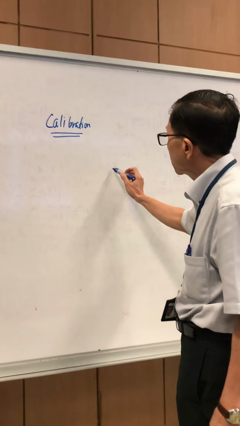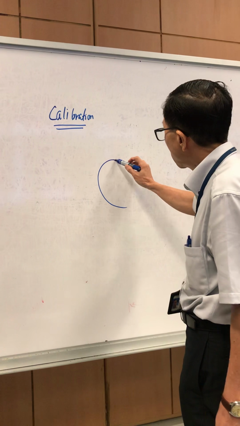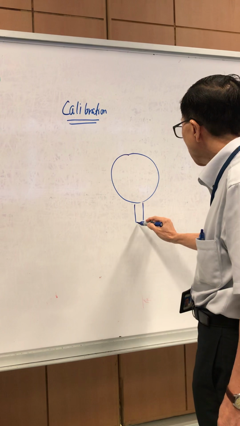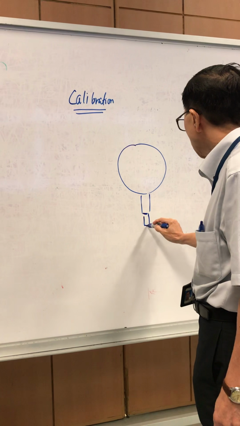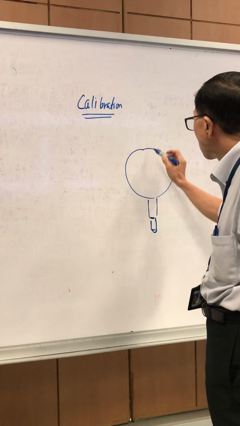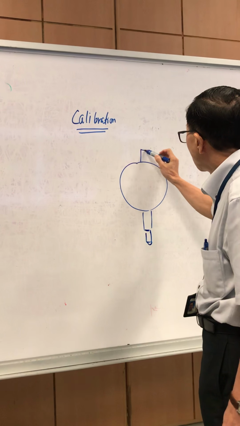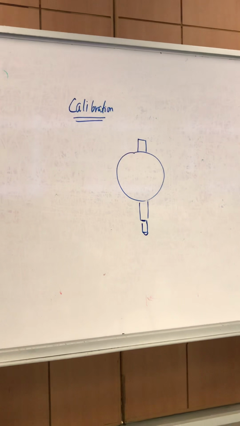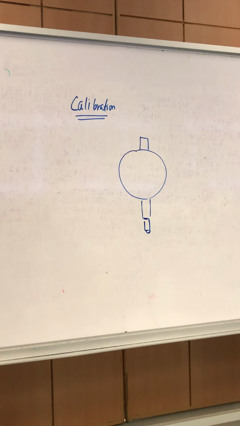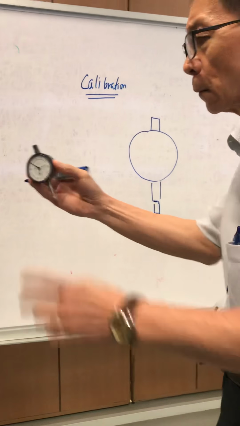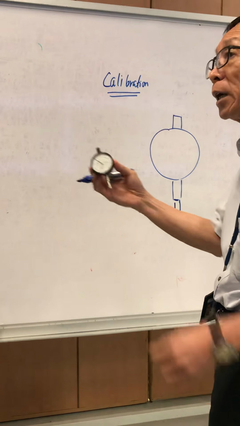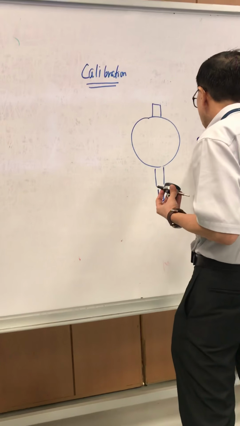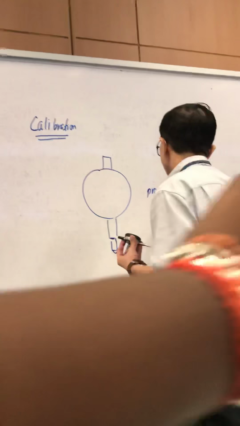So this is a dial indicator. So a dial indicator is considered as what? What is a dial indicator for? A dial indicator is classified under a process instrument. Okay. Thank you.